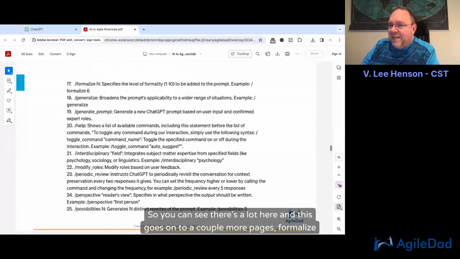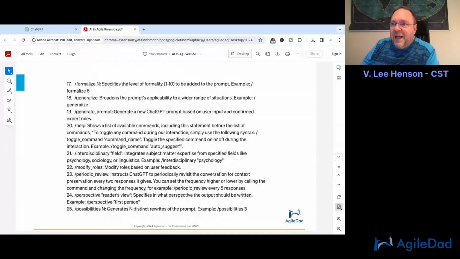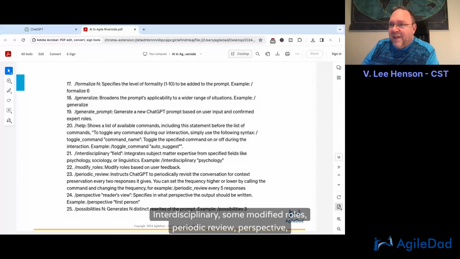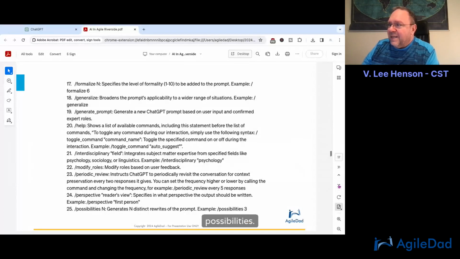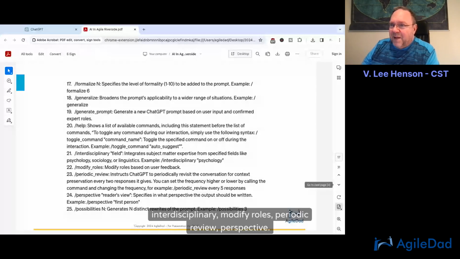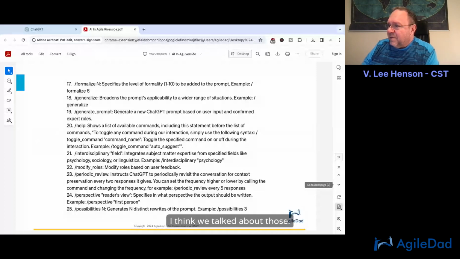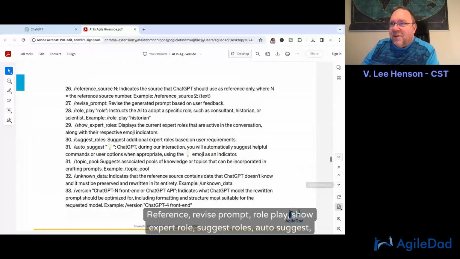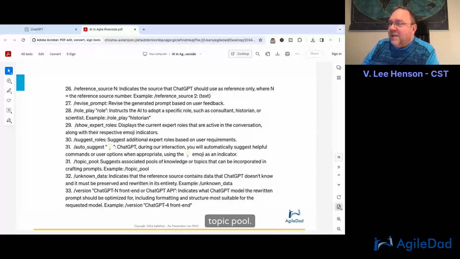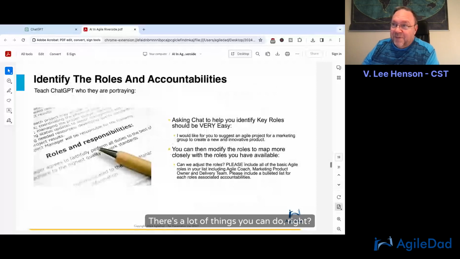So you can see there's a lot here, and this goes on to a couple more pages. Formalize, and these are all alphabetical. Generalize, interdisciplinary, modify roles, periodic review, perspective, possibilities. There's a lot here. I think we talked about those. Reference, revise prompt, role play, show expert roles, suggest roles, auto suggest, topic pool. There's a lot of things you can do, right?